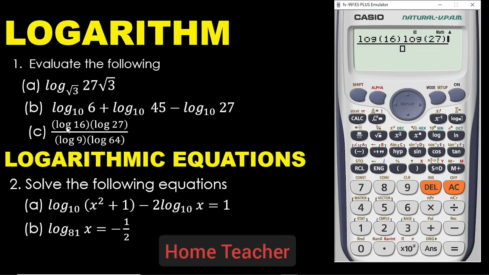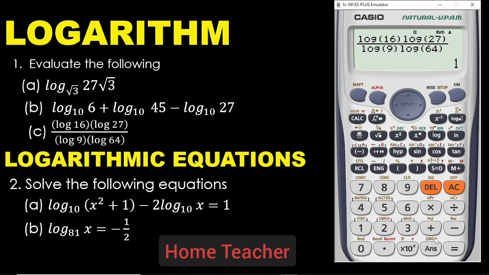Look at this carefully. This log comes with no base, which means this one is in base 10. Now I am done with the top one, so I move the cursor down and I enter the bottom one. I have log 9, bracket must be closed. Then the next one is log 64. You close your brackets and then the equal sign, bam, that is 1. So that is so easy when you are working with logarithm.